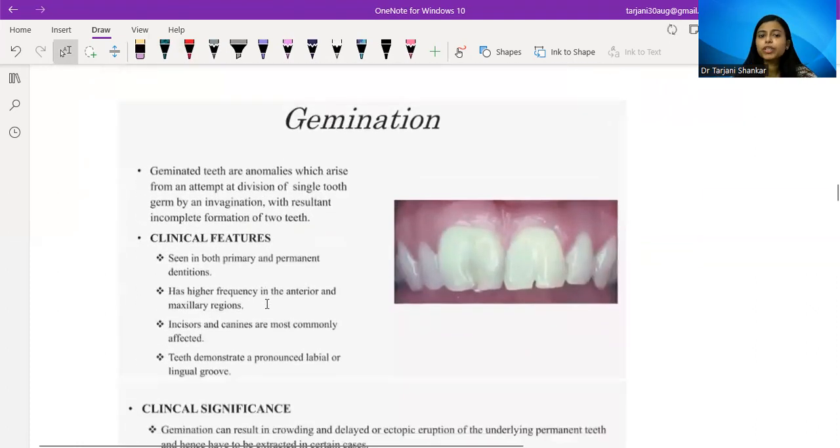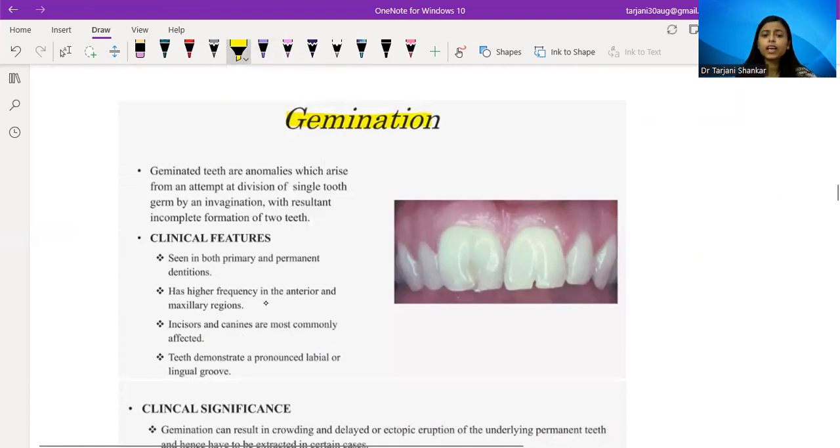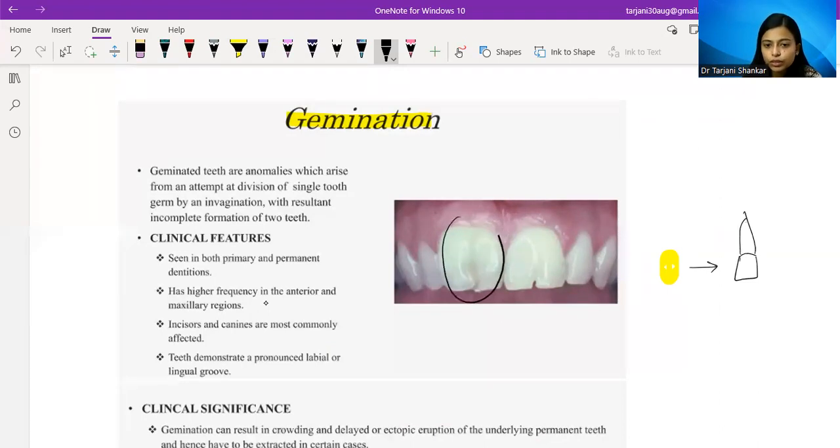Okay, now in shape of the tooth, first one we have is called gemination. Now in gemination, what happens is there will be a tooth bud, right? Now that tooth bud will divide and will result in incomplete formation of two teeth. Okay, suppose this is a tooth bud, one tooth bud. It should form one tooth, correct? Now what happens? This tooth bud actually germinates, and because of this there is incomplete fusion of two teeth. Can you see it over here?